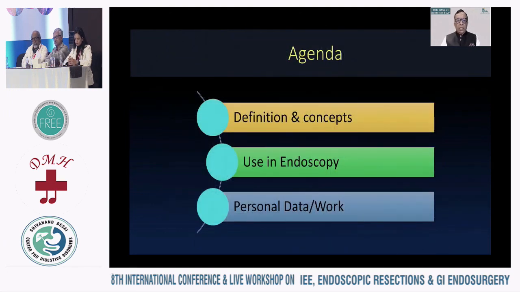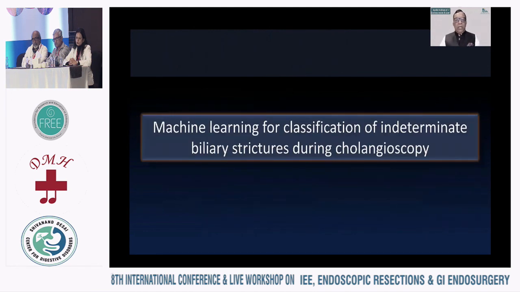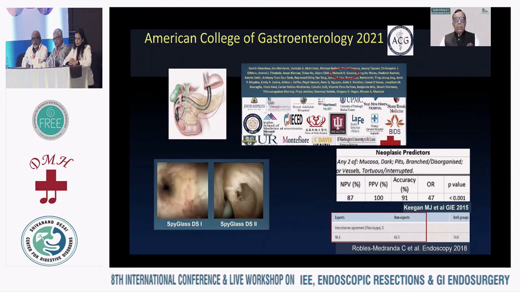Now, let me, in the next 3 or 4 minutes, share some of our personal work. We have been a part of the machine learning for classification of indeterminate biliary strictures, which we all know are so difficult to diagnose during cholangioscopy. This is work which was presented last year at the American College of Gastroenterology, a multicentric study which involved us and some other centers from India.